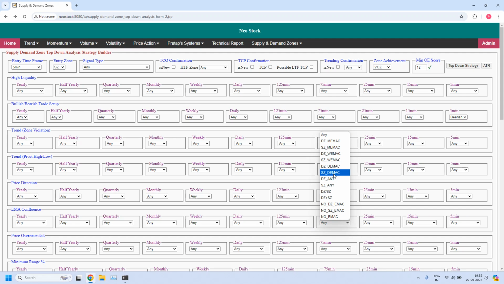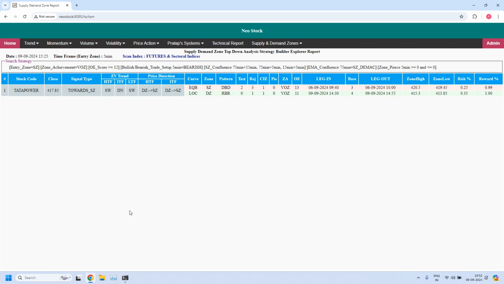Let's look for supply zone with daily EMA confluence. So 75 minute supply zone with daily EMA confluence we are verifying. Only one stock, Tata Power, the supply zone is having. See, already tested 2 times, 3 rejections from the zone. But the problem is EMA confluence doesn't give significance because the trend is already sideways. In a sideways trend, EMA confluence doesn't add any additional advantage.